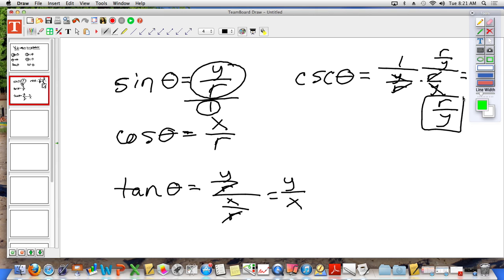All right, so we have r over y as the ratio for cosecant. What about secant? I'm not going to go through all the steps, but quickly, what is the secant of theta? It's r over x. And then what about the cotangent of theta? The cotangent of theta is x over y.